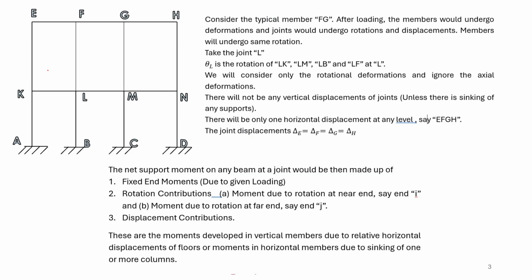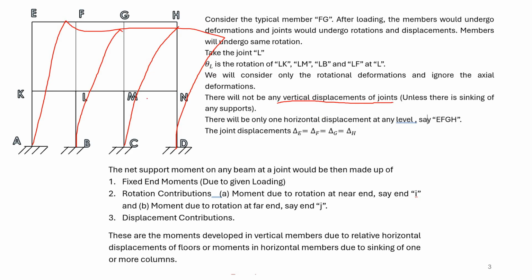Now you consider this frame. If this frame is subjected to loading, it will have a deflected shape just like this. So here what we do is we neglect the vertical displacement of the joints. We consider only the rotations and horizontal displacement at any level, for example, horizontal displacements delta E, delta F, delta G and delta H.